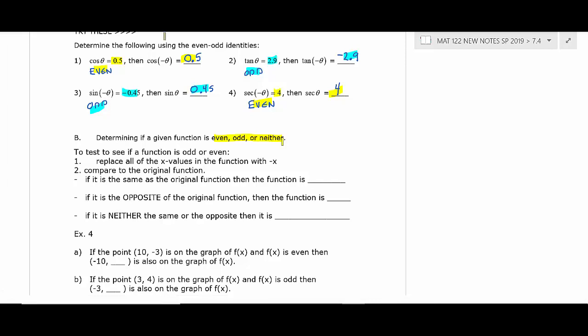Okay, so here's what you do. First thing you do is replace all the x values with negative x, because you want to see what happens when you make the angle opposite. If it's the same as the original, then it's an even function. That's what we've learned. If it's the opposite of the original function, then it's odd. If it's neither the same nor opposite, then it's neither odd nor even. So that's what we've learned.